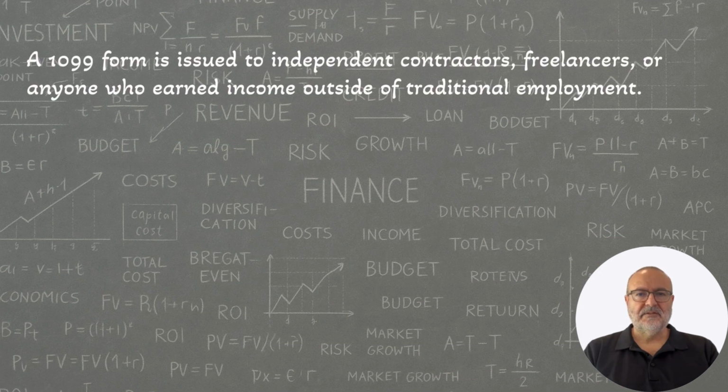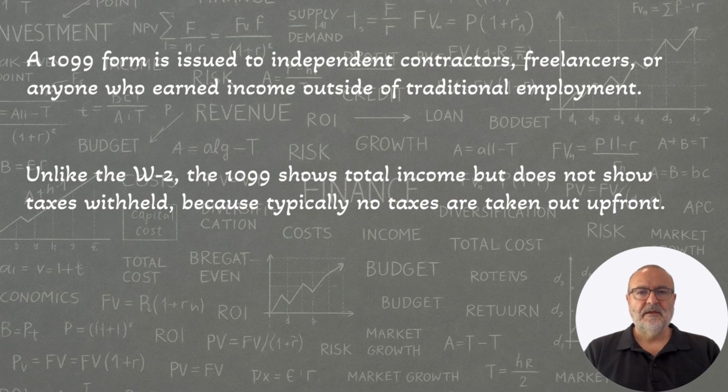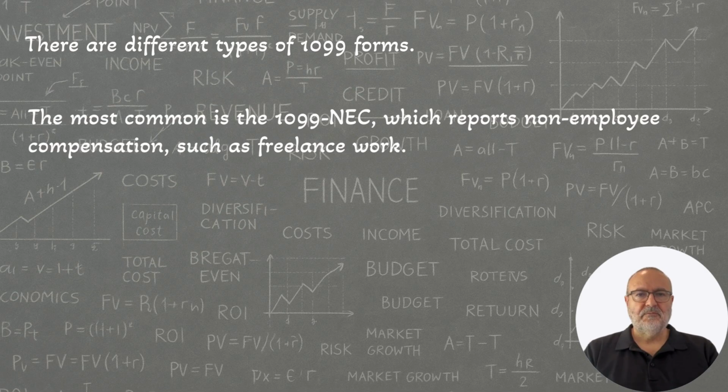A 1099 form is issued to independent contractors, freelancers, or anyone who earned income outside of traditional employment. Unlike the W-2, the 1099 shows total income but does not show taxes withheld, because typically no taxes are taken out up front. There are different types of 1099 forms.